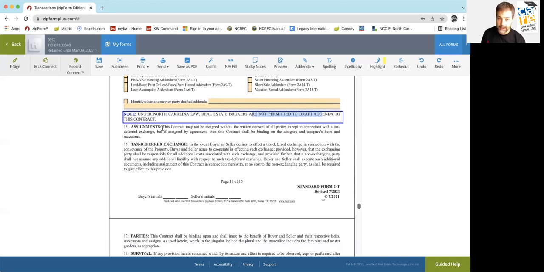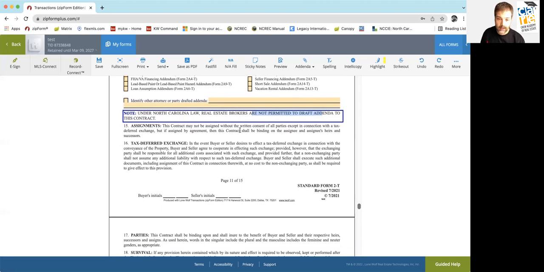Paragraph 15 explicitly states this contract is not assignable. In the world we live in, a lot of people want to use a signed contract or assign. That's awesome. They just can't use this one because this is not an assignable contract.